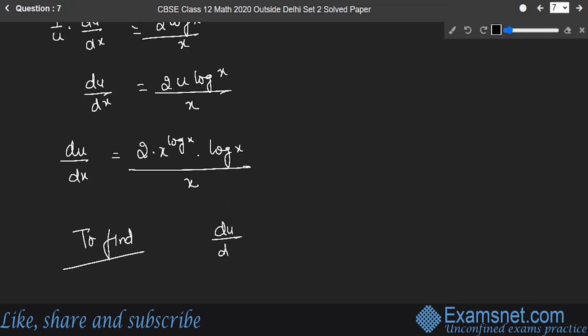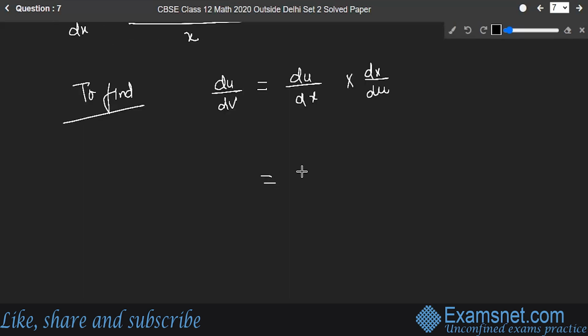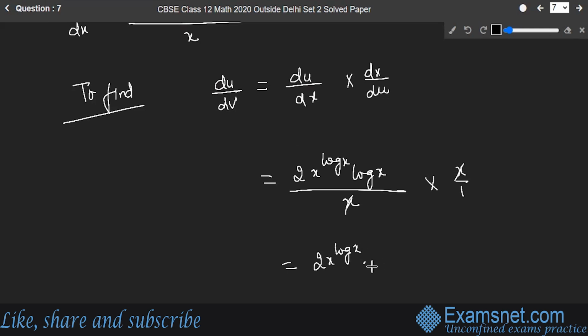du upon dv. For that, you have to do du upon dx multiplied by dx upon dv. So this is equal to 2 into x raised to power log of x into log of x whole divided by x multiplied by x upon 1. So these two will cancel and you will have 2 into x raised to power log x into log x as the answer to the question. Hope you understood that. Let's move to the next question.